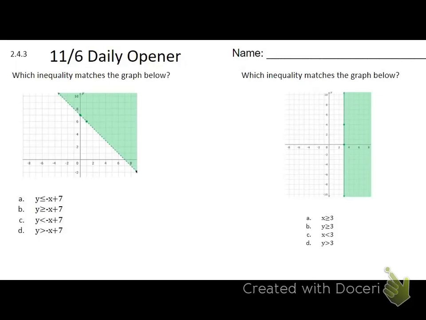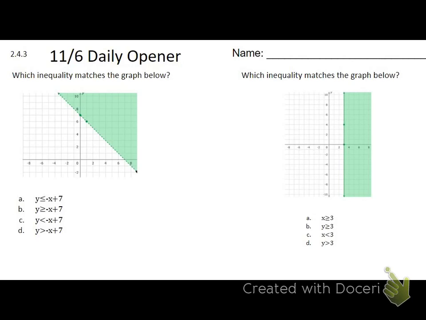Okay, so today's opener is going to be very similar to what you did yesterday, with the exception that instead of giving you the inequality and having you graph it, I basically graphed it for you, and you have to pick the inequality that matches the graph. Okay?